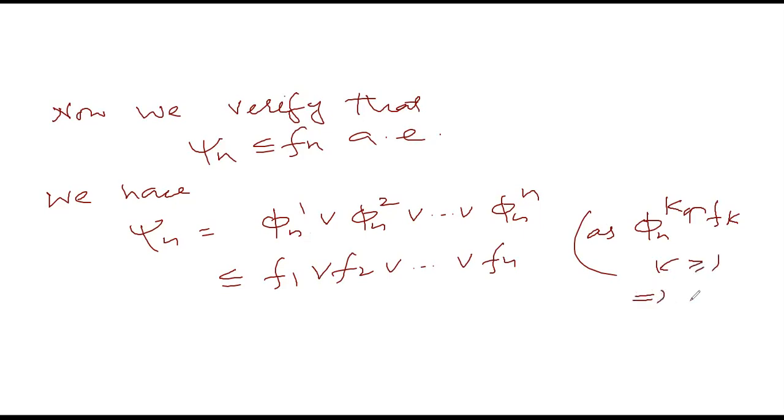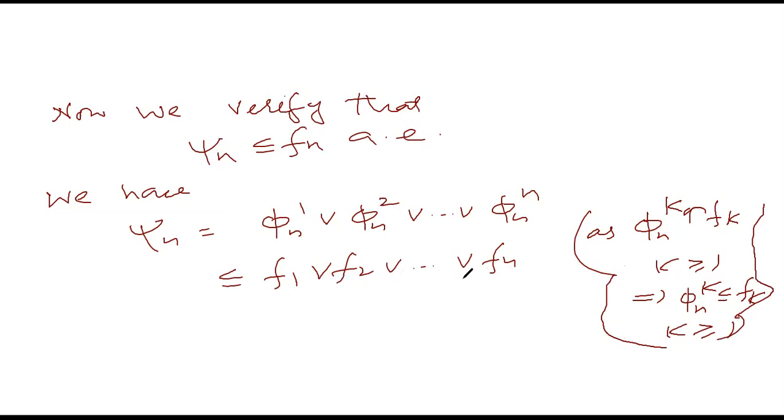Which implies phi nk is less or equal to fk, k greater or equal to 1, because it is an increasing limit. So this means each term of the sequence must be less or equal to the limit, and the limit is fk. So for all k greater or equal to 1, this phi nk is less or equal to fk. That means phi n1 is less or equal to f1, phi n2 is less or equal to f2, and so on and so forth.